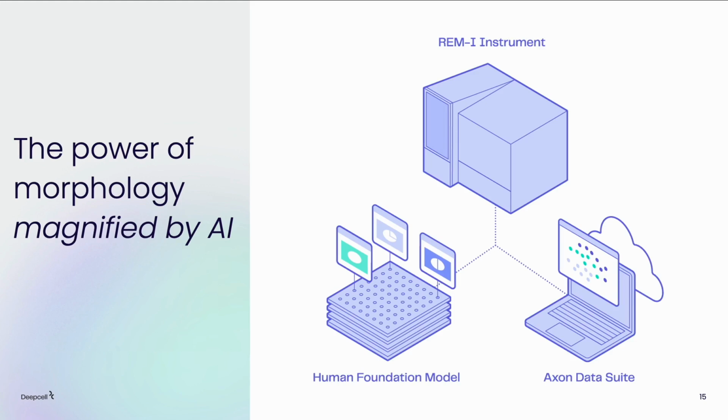So, I hope now that you have an understanding of the REM-I as a tool for real-time microfluidic sorting, AI-based image analysis, and label-free bright field imaging to assess morphological signatures of cells.